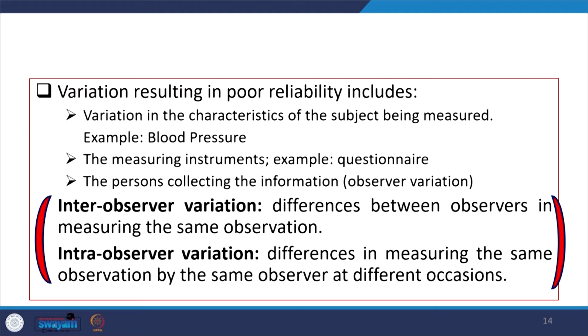There are two aspects we need to discuss. One is called inter-observer variation and another is called intra-observer variation. Inter-observer variation is where differences between observers in measuring the same observation are noted, whereas in the case of intra-observer variation, it is differences in measuring the same observation by the same observer on different occasions.